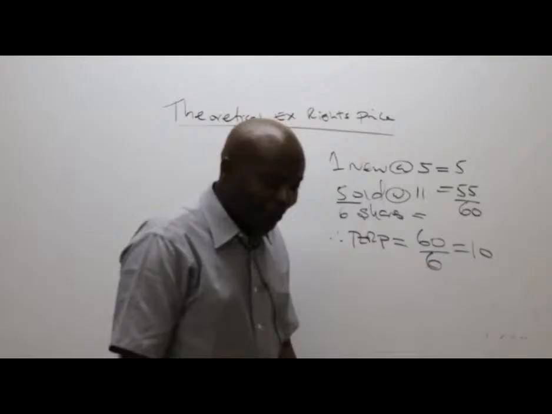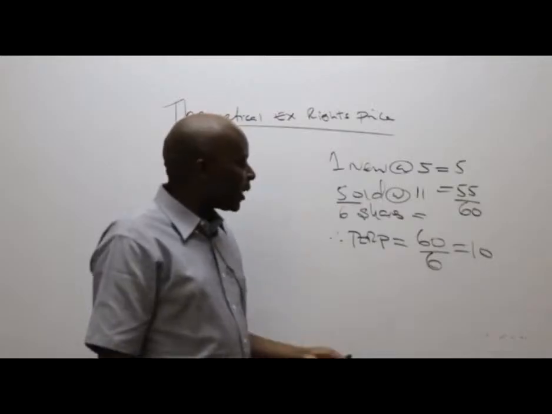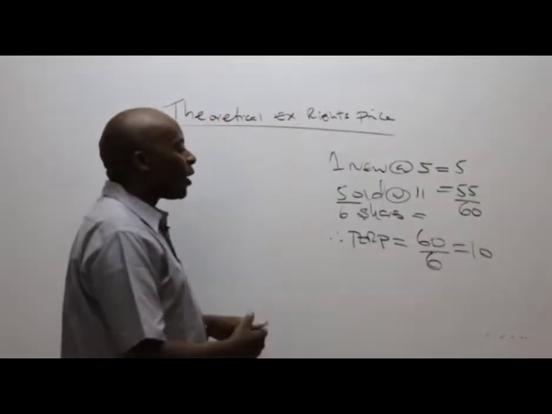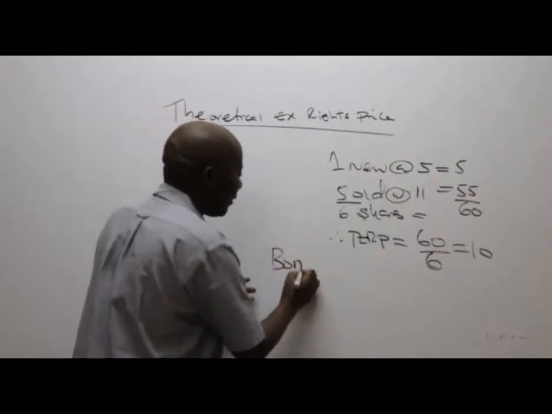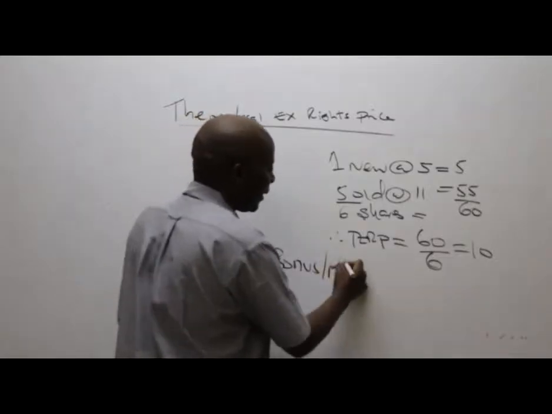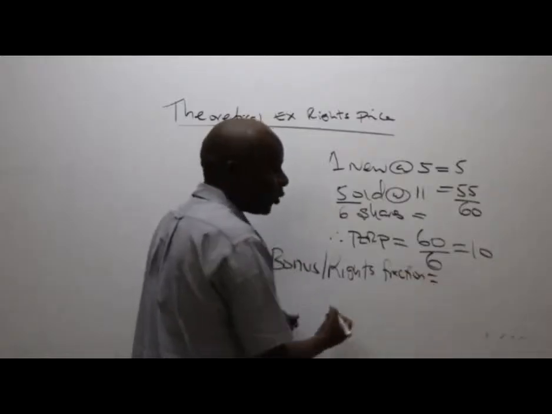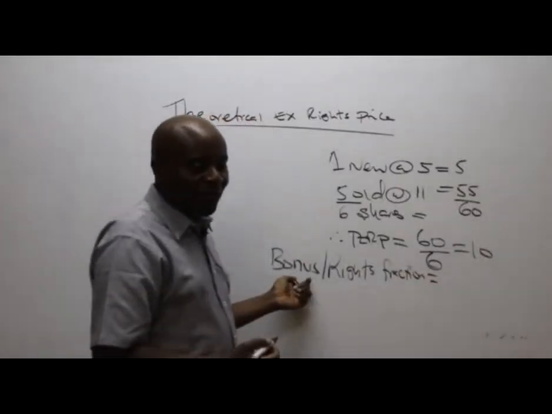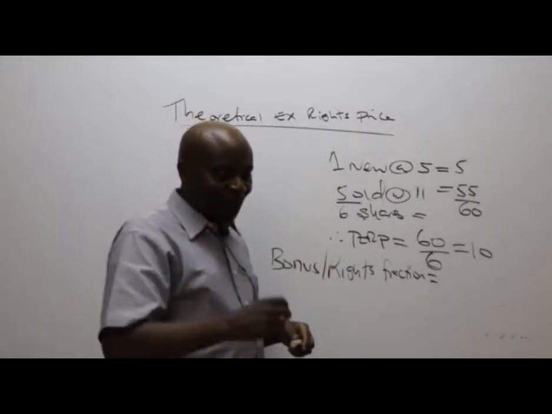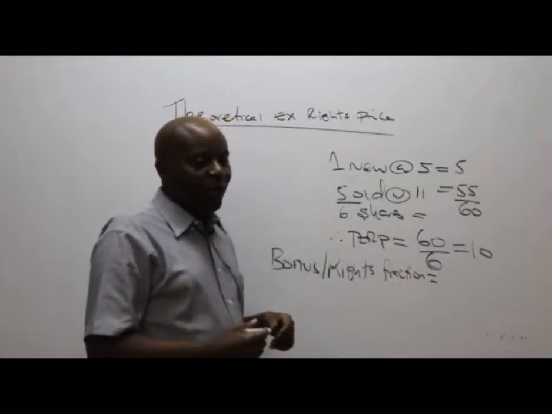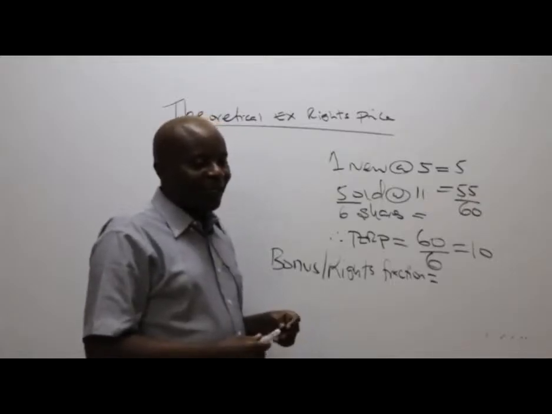And then, ladies and gentlemen, once you have given me this theoretical X rights price, because I'm an expert in terms of this thing, I know there is a very important fraction. This one we call bonus, or even the rights fraction, that I'll be using in my one-nose calculation. Is there somebody who can remind us the formula for the bonus or rights fraction?